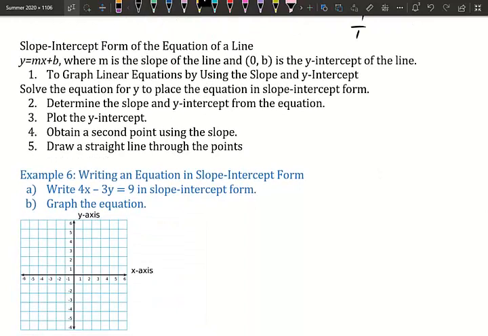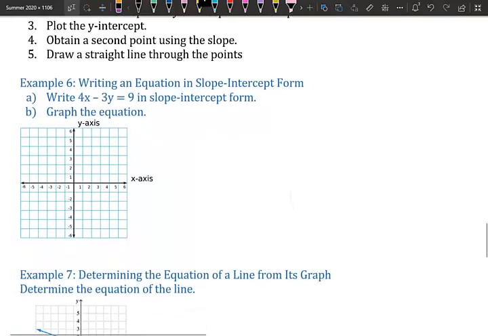Slope-intercept form of the equation of a line is y equals mx plus b, where m is the slope of the line and b is the y-intercept of the line. To graph linear equations using slope-intercept form, you solve the equation for y to place it in slope-intercept form, determine the slope and y-intercept, plot the y-intercept, obtain a second point using the slope, and draw a straight line. So let's practice this.